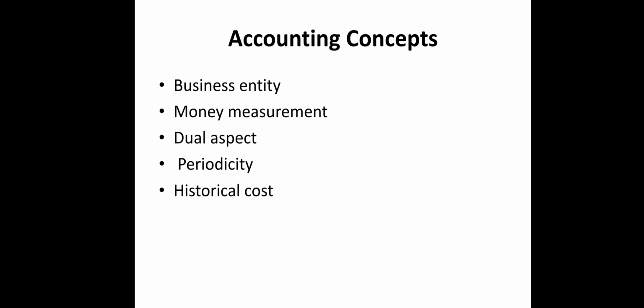Now let's have a look at the accounting concepts. These concepts shape how data is interpreted. Business entity: the business is treated separate from its owner. Money measurement: only record measurable items, that is, measured with money. Dual aspect: every transaction has two effects. Periodicity: reports cover a defined period. Historical cost: record original purchase price, not market value.